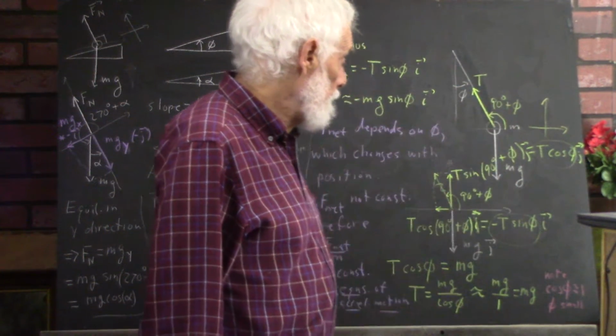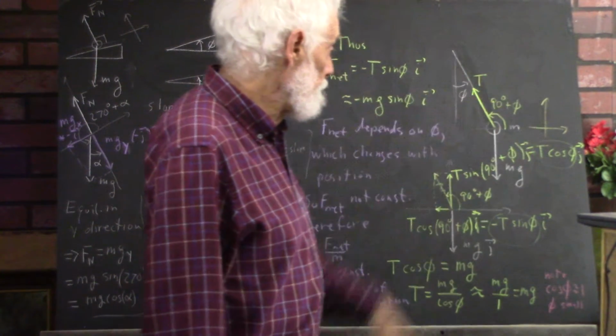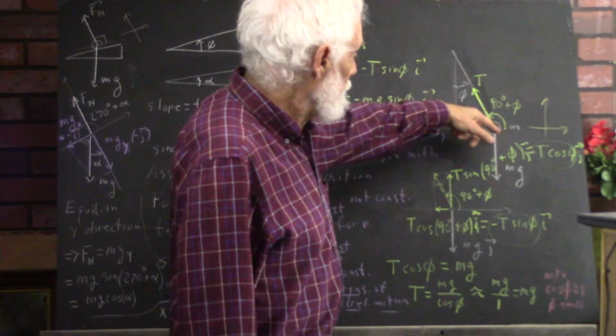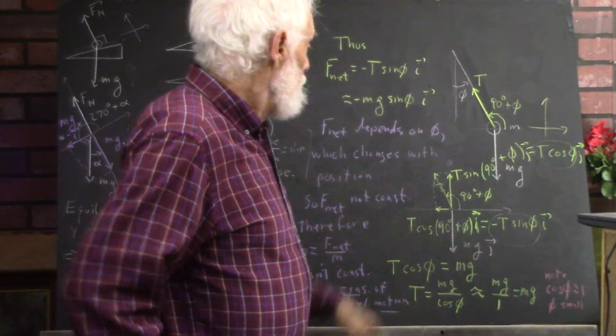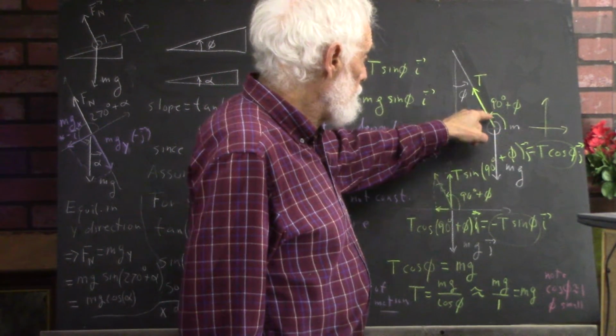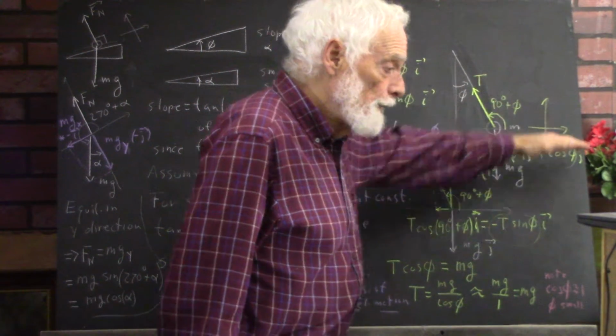Weight directly downward using a level coordinate system. Pendulum is hanging out at an angle phi with vertical. And that corresponds to an angle of 90 degrees plus phi with the x-axis.